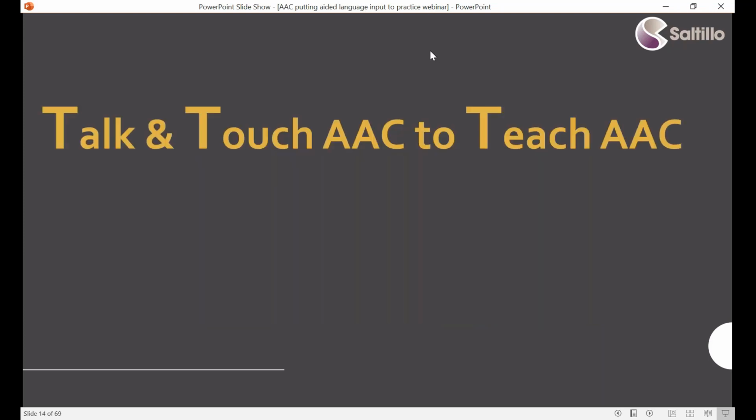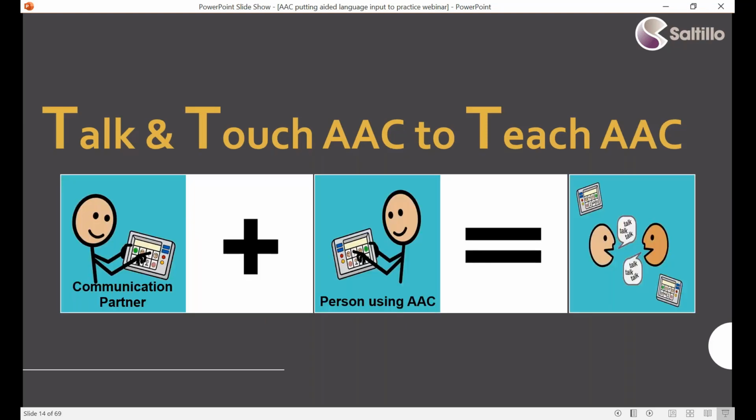Wonderful. Okay. So one way to think about this strategy of aided language input is talk and touch AAC to teach AAC. This is the idea that we, as the communication partner, and the person using their AAC system are speaking the same language. And what ends up happening is we can start to see language development both from an understanding side, like a receptive language side, and an expressive language side in what they say.